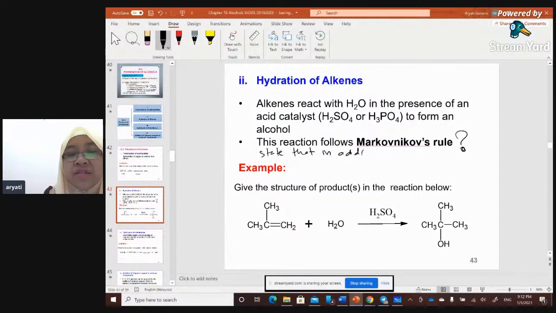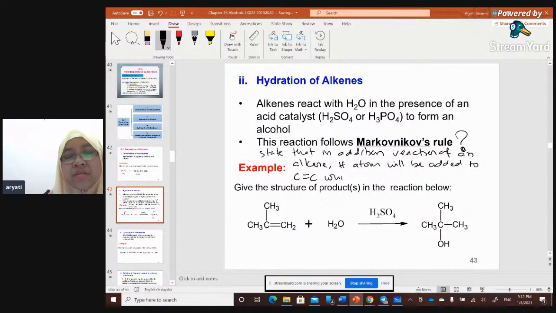in the addition reaction of an alkene, the hydrogen atom will be added to the carbon of the carbon-carbon double bond with the greater number of hydrogen atoms attached to it.